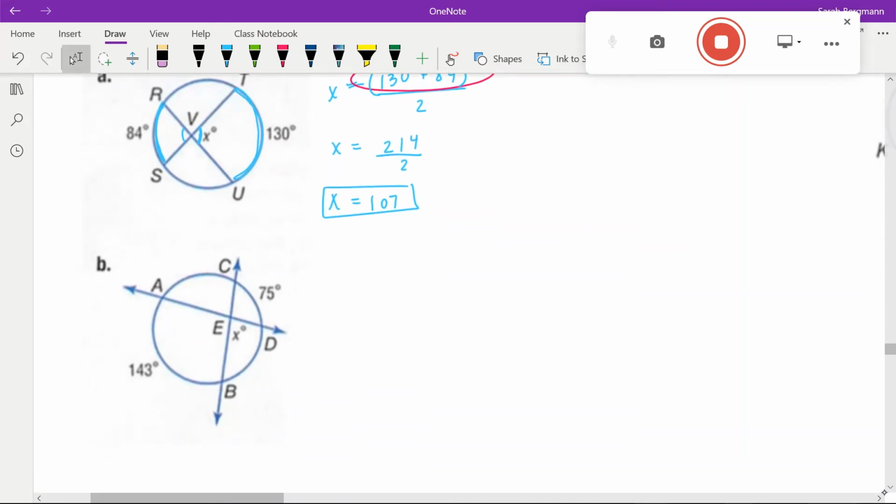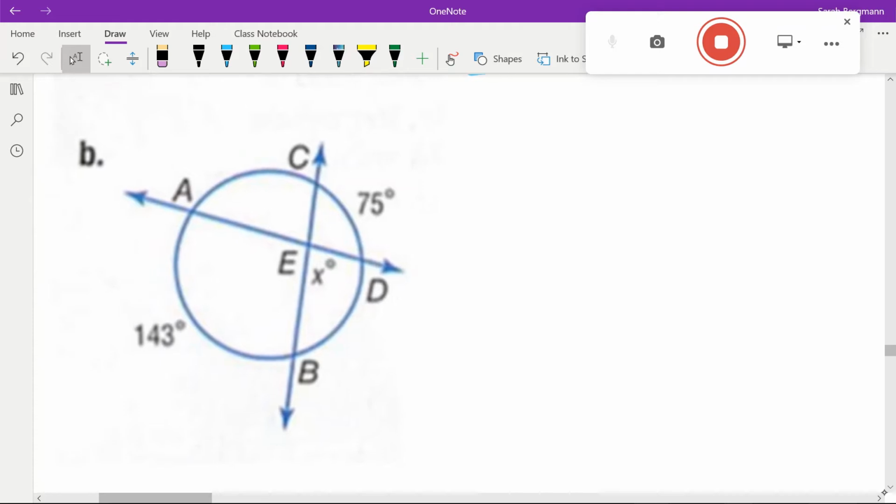Okay, this case is a little bit different. If we wanted to find x, normally we would take the average of arc BD and arc AC. However, we don't know either of those arc measures. So what we can do is first label the angle adjacent to it y. If we can find the measure of angle y, then notice x and y form a straight line. They're supplementary. They add up to 180. So let's first find y.